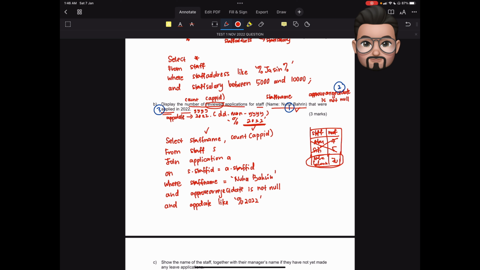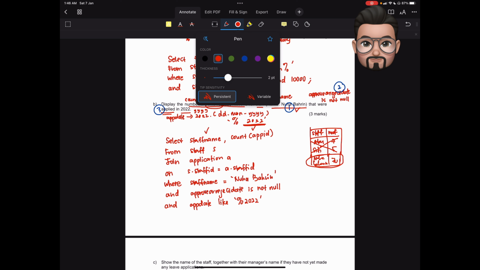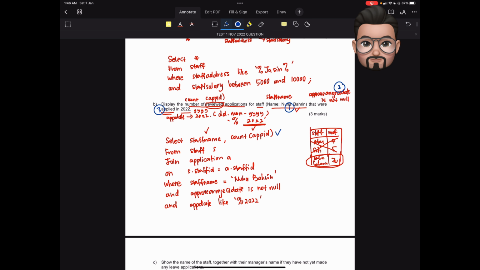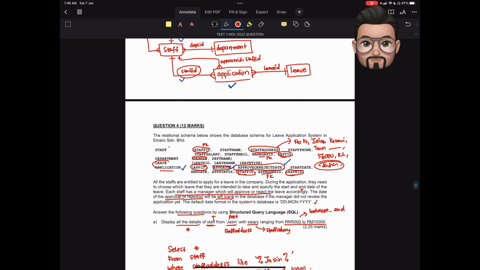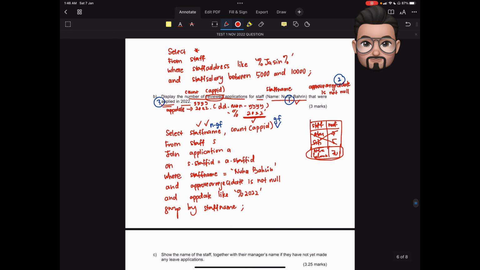Okay, so if you select the group function, if you take a look over here, you select a group function with a non-group function. This is a non-group function. This is a group function. So what do we need to add? You need to add the group by clause. Group by, which one is the non-group function? Staff name. So by right, this is the answer for this question. You have three different conditions and a join between staff and application.